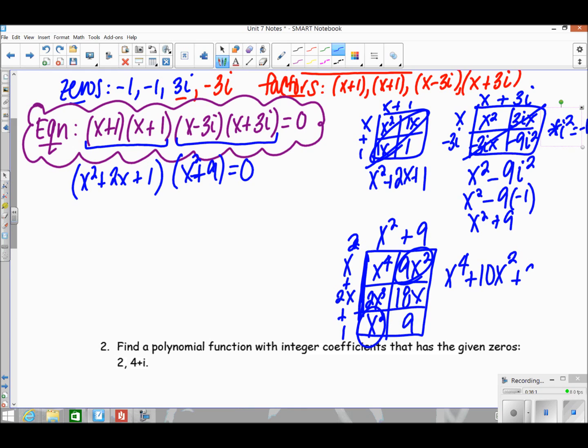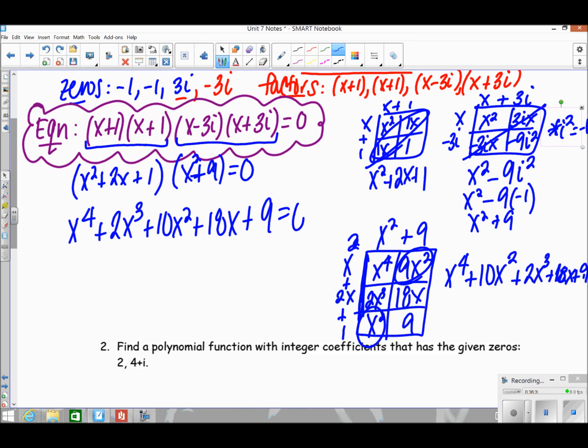I have 2x to the 3rd. I have 18x in there, plus 9. And my expression, or my equation, needs to be written in standard form. So that means highest exponent first, and then in decreasing order. So then it'll be the 2x to the 3rd plus 10x squared plus 18x plus 9.